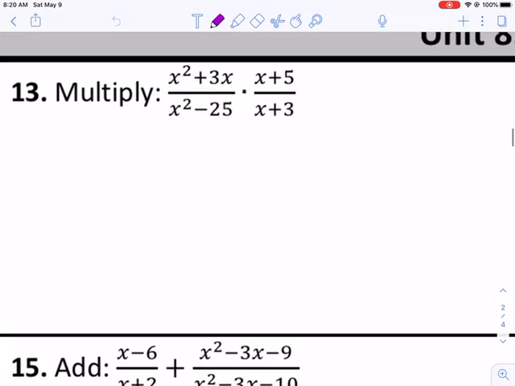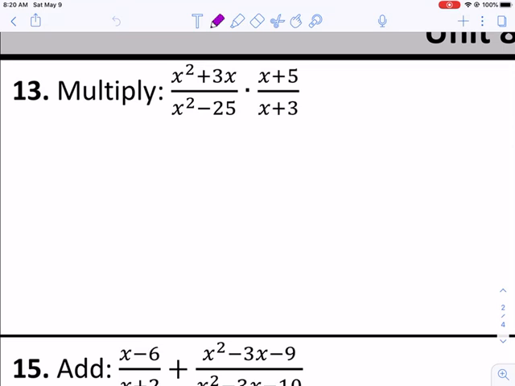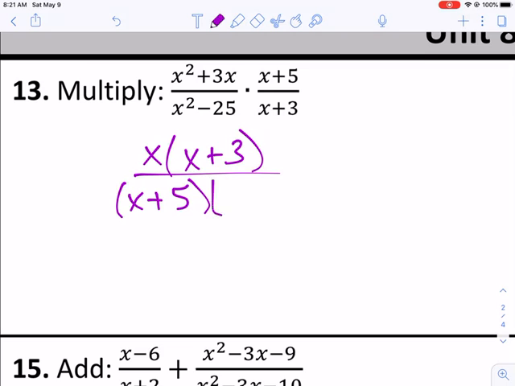So starting us off, we're multiplying. If I see something like this, I'm always going to factor first to see if I can get anything to reduce down. When I look at the top expression here, x squared plus 3x, looks like I can take an x out that's common. When I take that x away, you're left with that. And in the denominator, x squared minus 25, that's a difference of squares. So we take the square root, getting us x plus 5 and x minus 5.